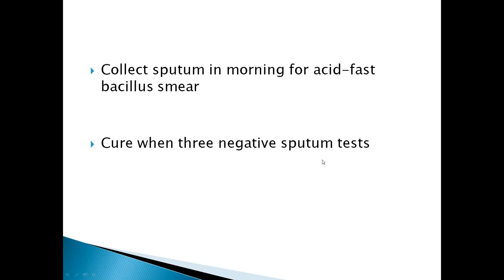So it's positive. Now we can do a sputum. You collect a sputum in the morning for an acid fast bacillus smear. So when you do a sputum, they need to rinse their mouth first. It's a sterile container. They basically spit up in a sterile container that gets sent down to lab. So they will test that and see if you have acid fast bacilli in there. You're cured from TB when you have three negative sputum tests, three mornings in a row, and that is how they know if the medication has worked.